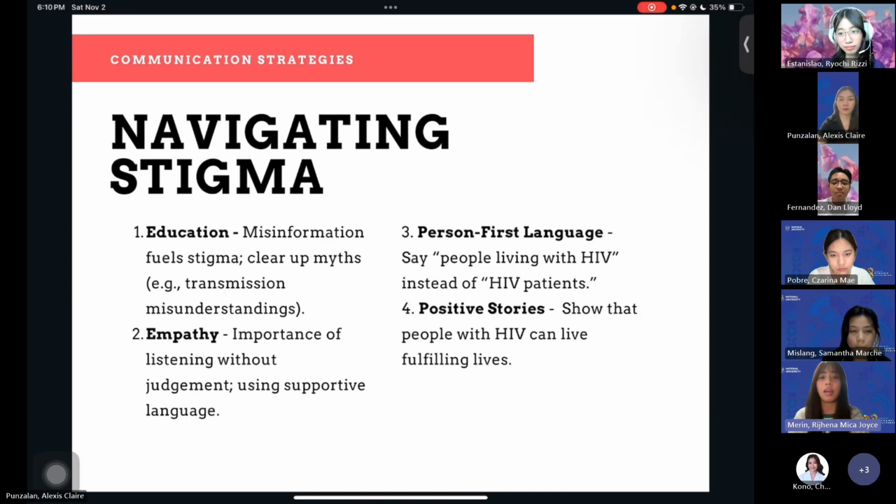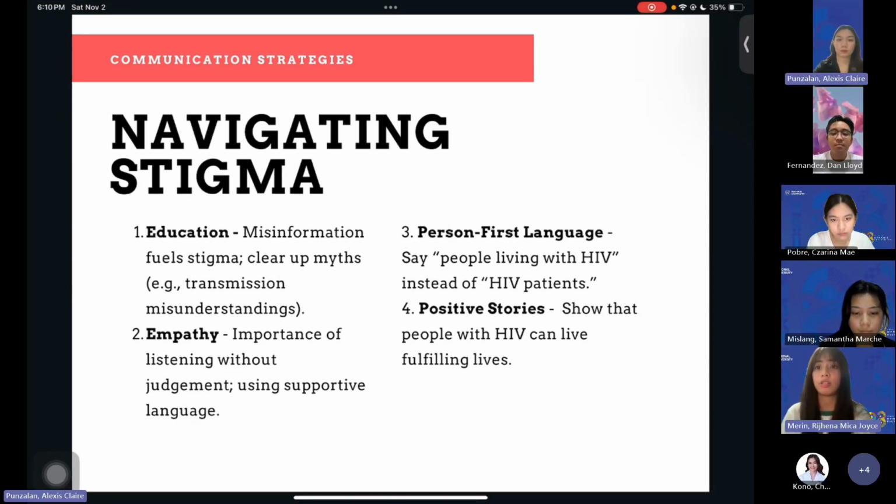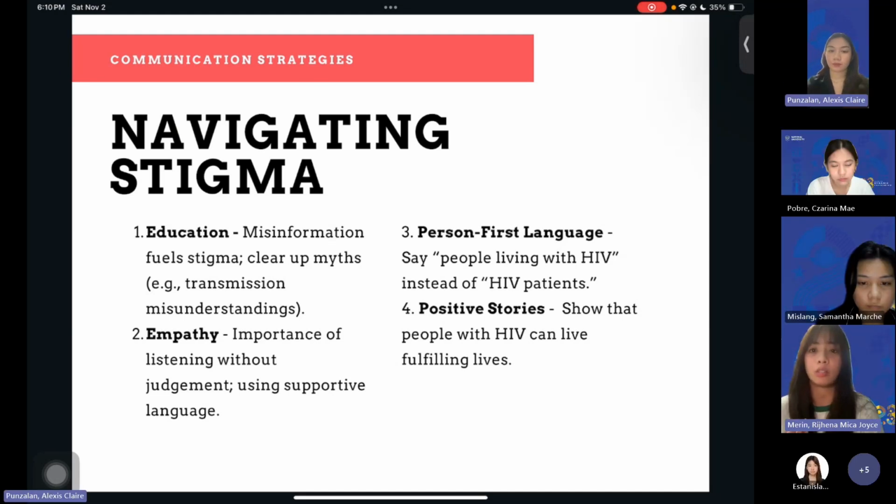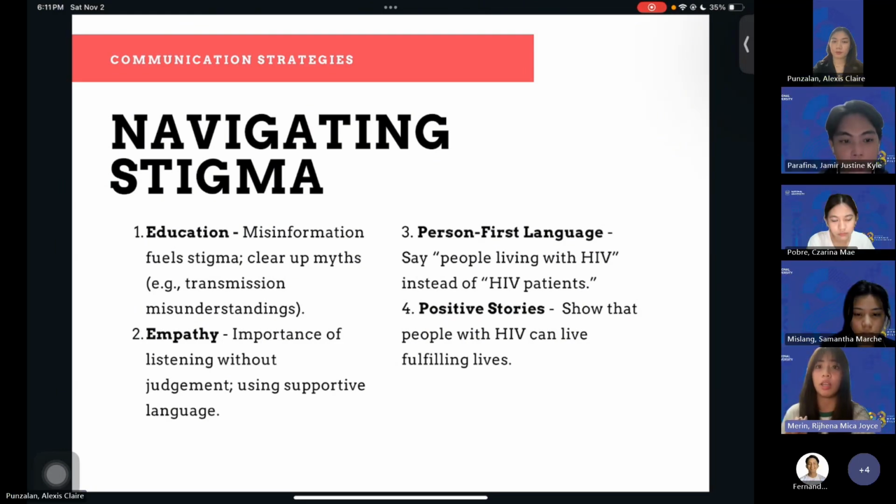First, let's talk about education. One of the biggest contributors to stigma is misinformation. Many people still believe myths like HIV being transmitted through casual contact, and these misunderstandings can lead to fear and exclusion. By sharing accurate information about how HIV is and isn't transmitted, we can help break down some of these fears. But education alone isn't enough.